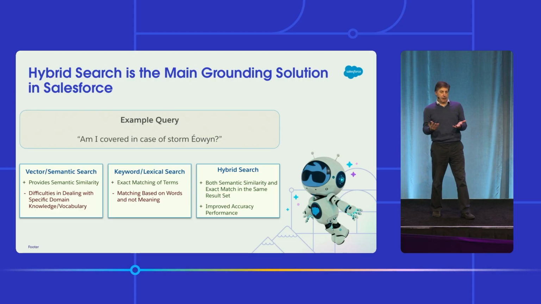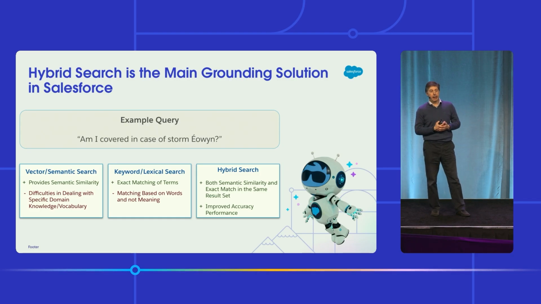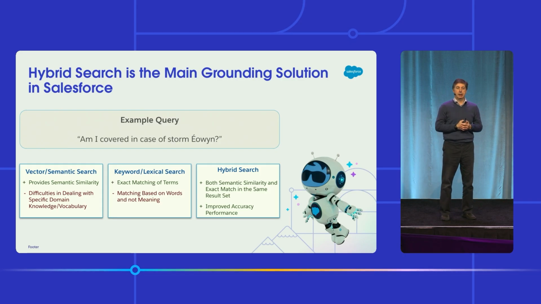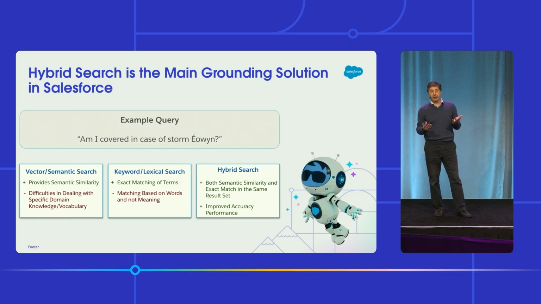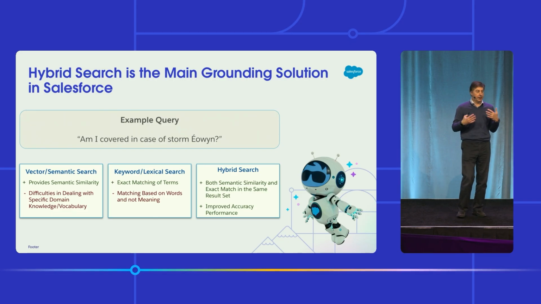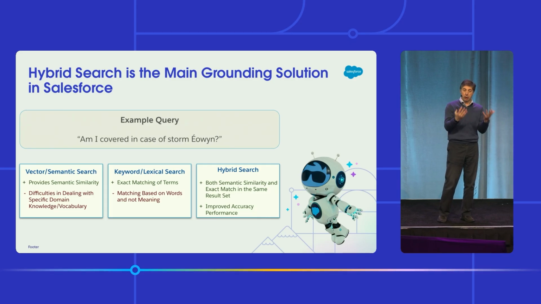As you know, hybrid search is one of the main ways to ground in the Salesforce platform and in Data Cloud. And I'd like to talk a little bit about it using this query example that you see here in the slide. So, am I covered in case of Storm Owen? Here, vector search, which is one of the main components of hybrid search, is very good at understanding the meaning of these words. So we can understand that you're talking about coverage, that you're talking about a storm.